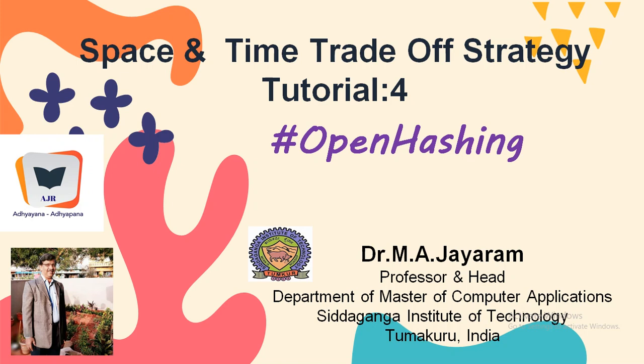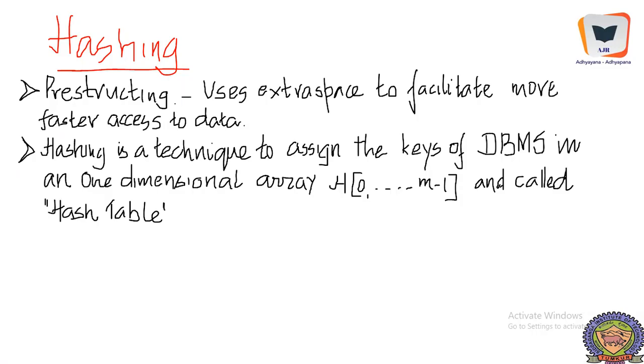There are two important problems that are addressed by the pre-structuring version of the space and time trade-off. It is hashing as well as indexing with B trees. And in this tutorial we will discuss hashing. This comes under pre-structuring. As I told, it uses extra space to facilitate faster access to the data.